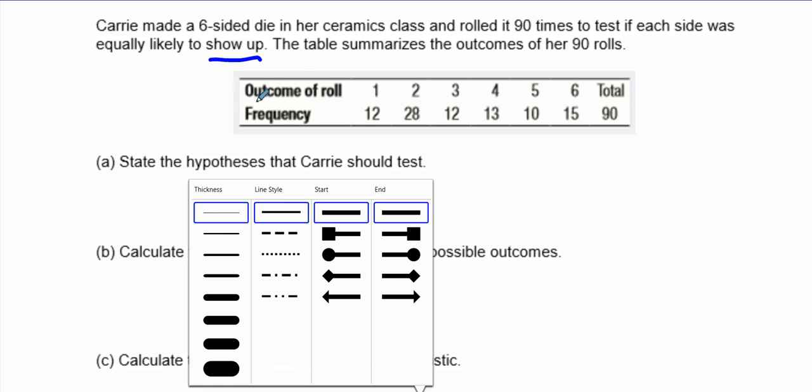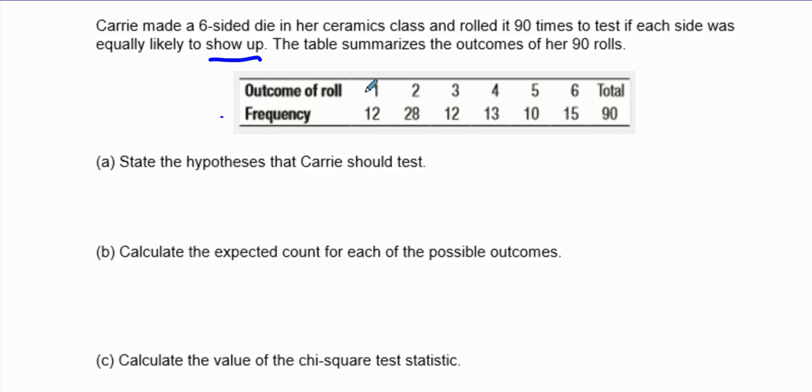Now from here, the outcomes of each roll are this: 1 is 12, 2 is 28, 3 is 12, 4 is 13, 5 is 10, and 6 is 15. On all of these, these are our observed values. Before we get started, I'm just going to write out our expected values. What are the expected values going to be?